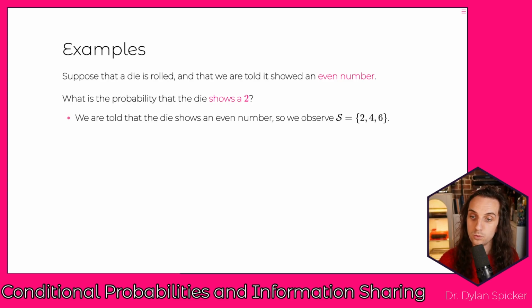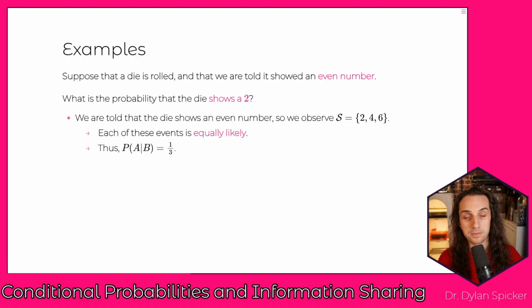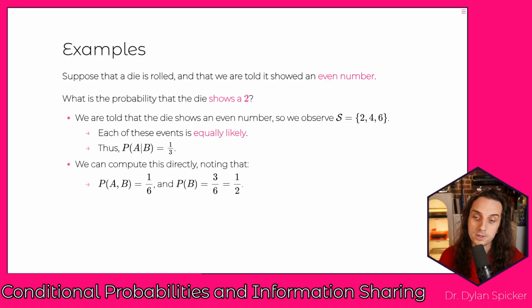Okay? And so we're told that the die shows an even number, and so we can think about our sample space as being a 2, a 4, or a 6. Each of those is equally likely, so the probability of A given B has to be 1 out of 3. Alternatively, we could compute this directly. The probability of A and B is 1 out of 6, because that's just the probability we roll a 2.